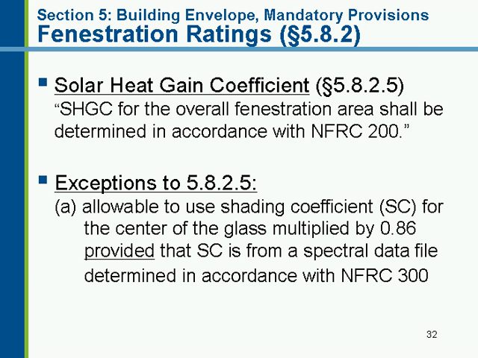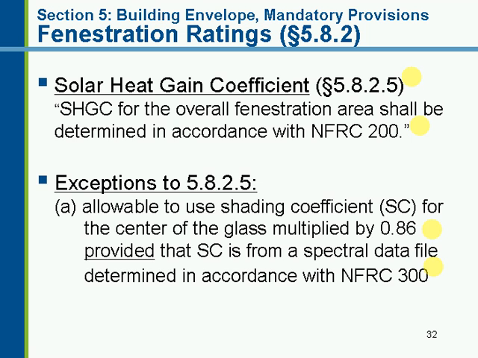Now the solar heat gain coefficient, that's specified in the next section, 5.8.2.5. And here it's to be determined in accordance with NFRC 200. I'll point out two exceptions. There is an exception that allows you to use shading coefficient for the center of the glass multiplied by 0.86, provided that the shading coefficient is from a spectral data file determined in accordance with NFRC 300. Most of the glass manufacturers have worked with NFRC. They have the spectral data information, and it is included in the spectral data file.